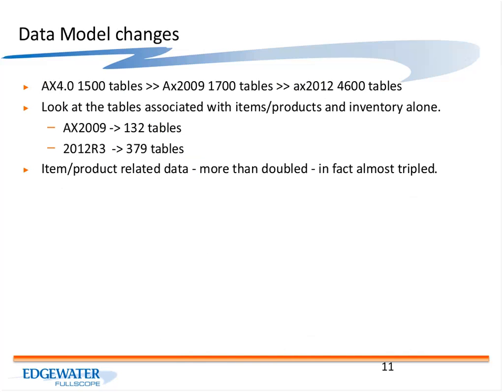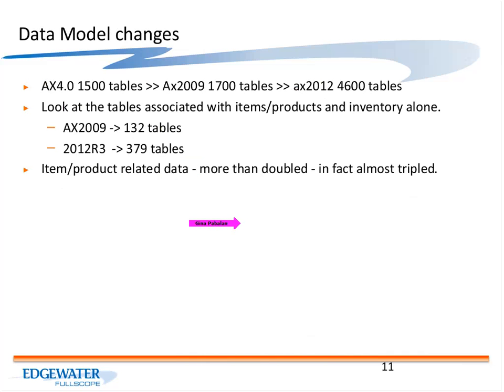Okay, as an example, these statistics, again, make my head spin. AX 4.0, 1,500 tables. AX 2009, 1,700 tables. 2012, 4,600 tables. So do you think that the data model has changed? Absolutely. Yes, it's not all attributable to data model changes. Obviously, the footprint of AX has expanded greatly.